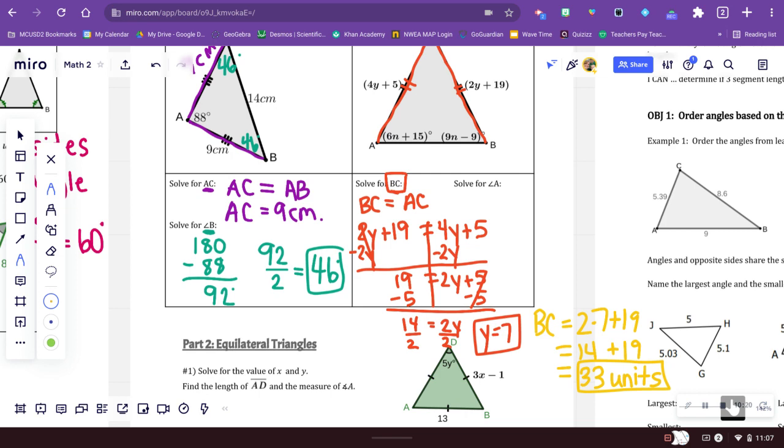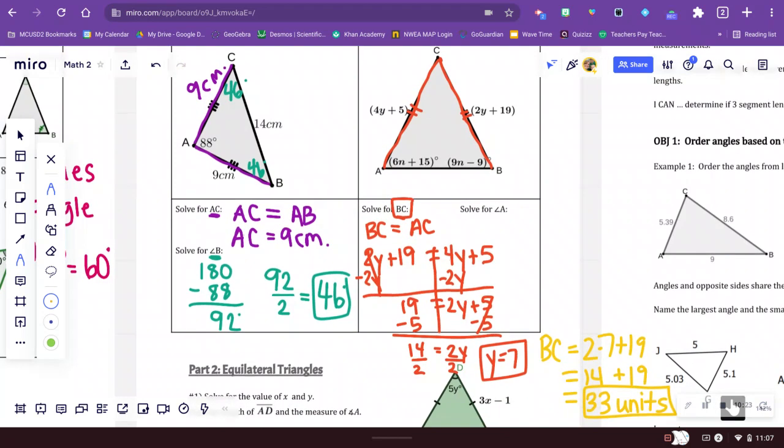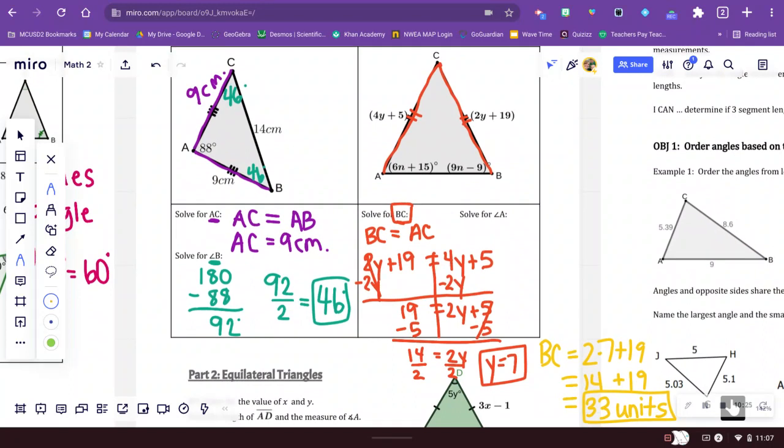Okay, so that was our sides world, right? We were focused on the sides. Now we're going to switch gears and we're going to solve for an angle. So angle A. All right, so angle A is 6n plus 15, and we know since it's across from the equal sides that angle A has to be the same as B. So A is 6n plus 15. That has to equal 9n minus 9.